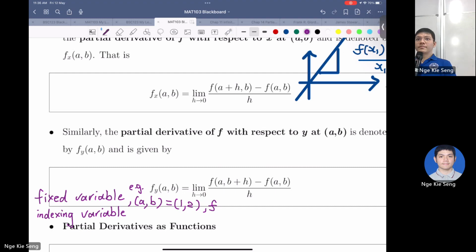Hey, very good. This is a good question. So before answering this question, you need to understand what I said first, right? So why did I put this fixed and indexing variable? As a math student, you should ask what's the definition of these two. So what's the definition of these two?